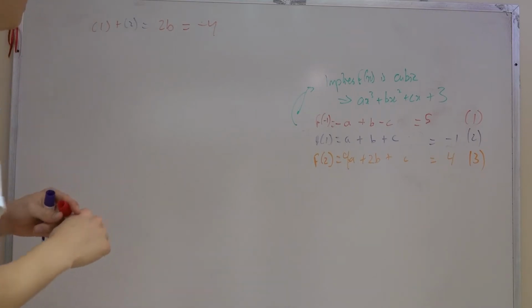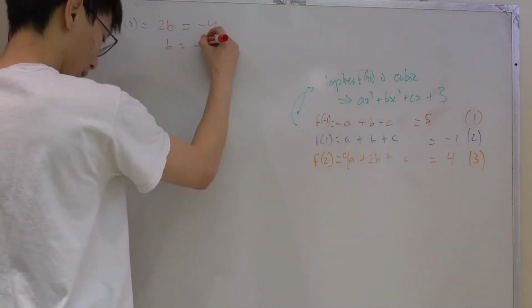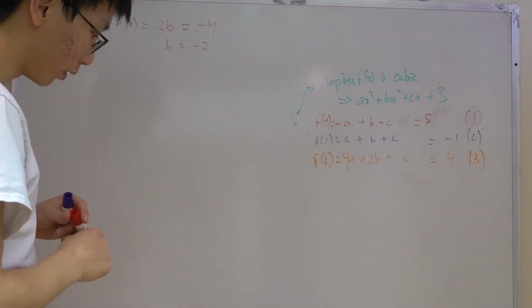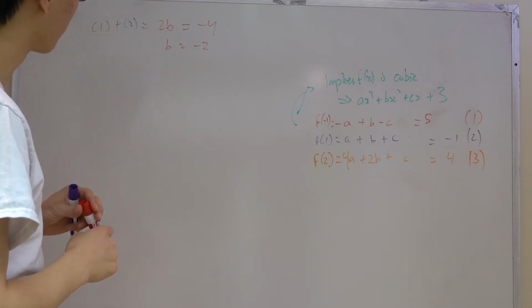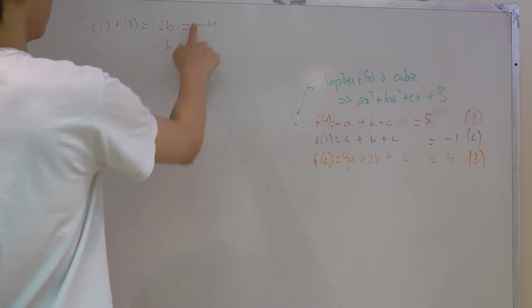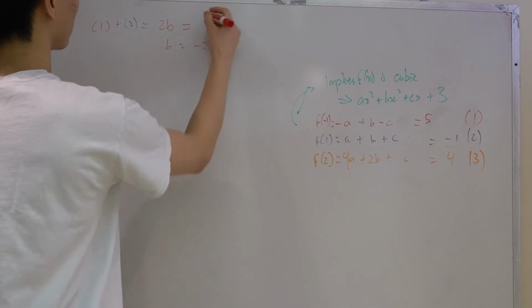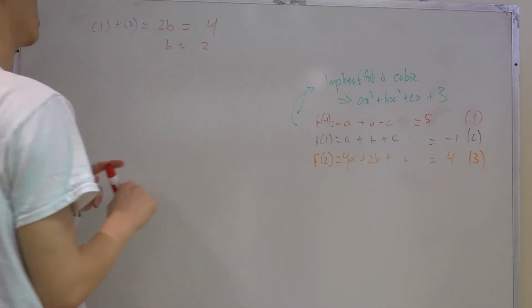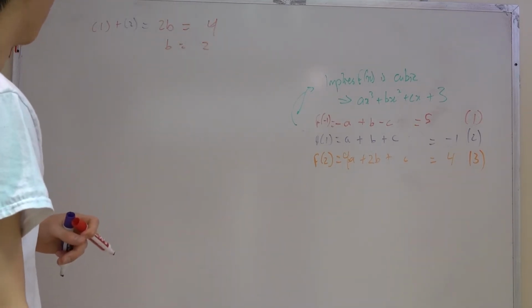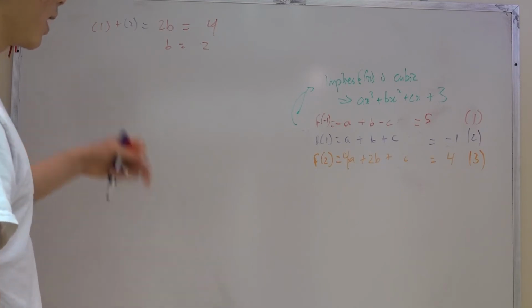Yeah. And then b, of course, is equal to negative 2. All right. Oh, sorry. 5 minus 1 is 4. Okay, so b is equal to 2. Yeah, I can't add. All right, so that gives you one of them.